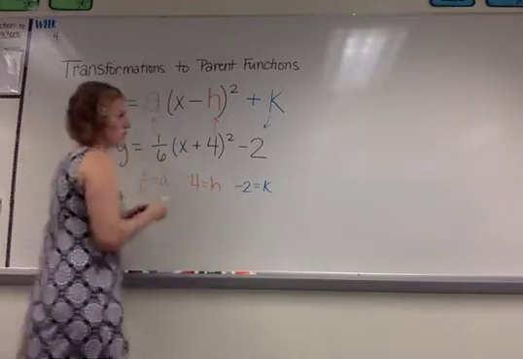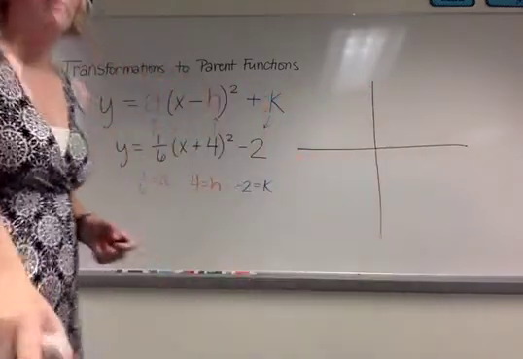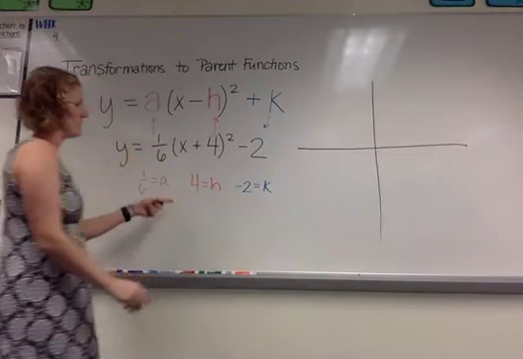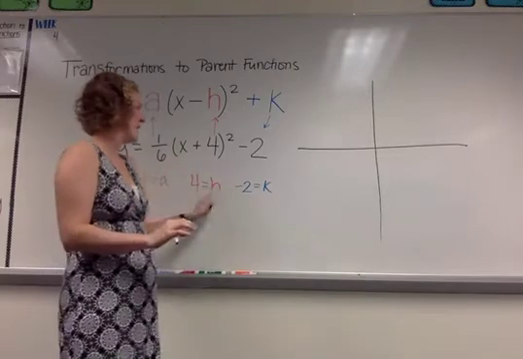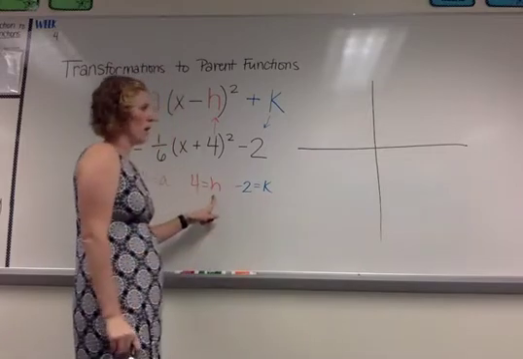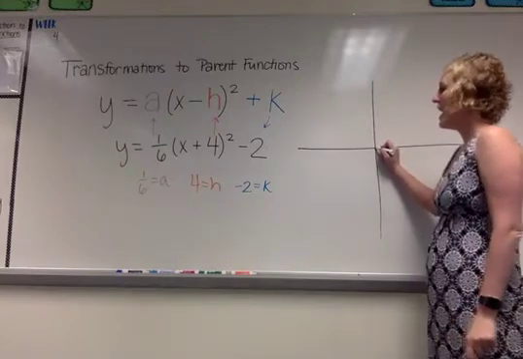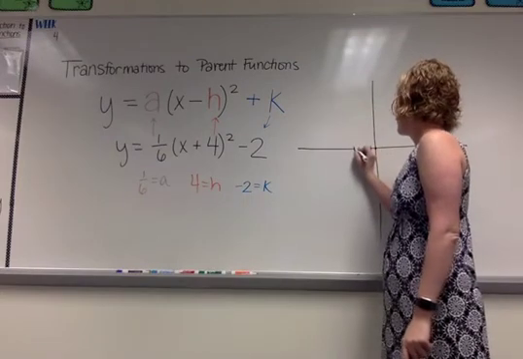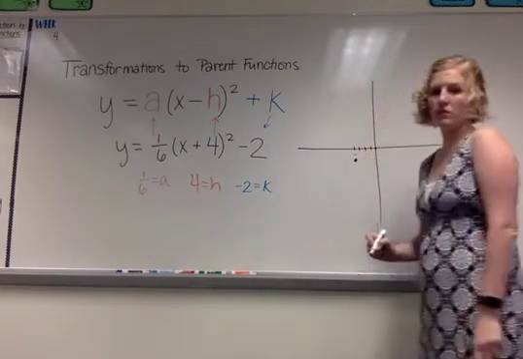And when I say it moved down 2, I'm talking about the vertex. So if I sketch this graph, you'll notice I always start with the vertex. And the reason I start with the vertex is because this stretches or compresses it, but I don't know how wide or skinny to make it until I have found my vertex. So positive 4, so I need to go from the origin, which is where the parent function's vertex is, and I need to move left 4. So 1, 2, 3, 4. And then I need to move down 2. So 1, 2. So that's where my vertex will be.